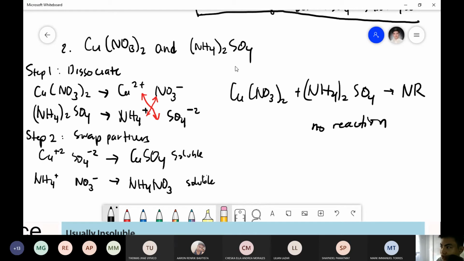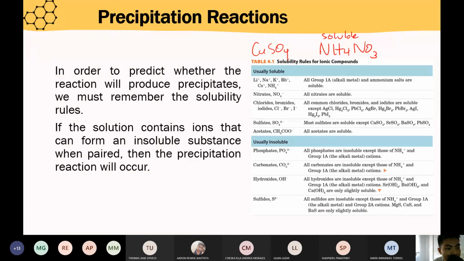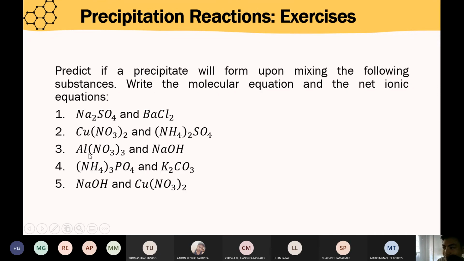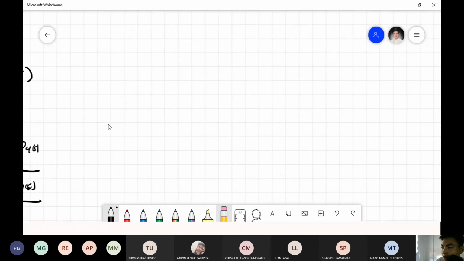Okay, so I hope may screenshot na kayo. And then, I will answer one last item, then kayo na bahala sa iba. Okay, so ayan. One last item. We have aluminum nitrate and sodium hydroxide. Okay? So I will try that one. Dito na lang.